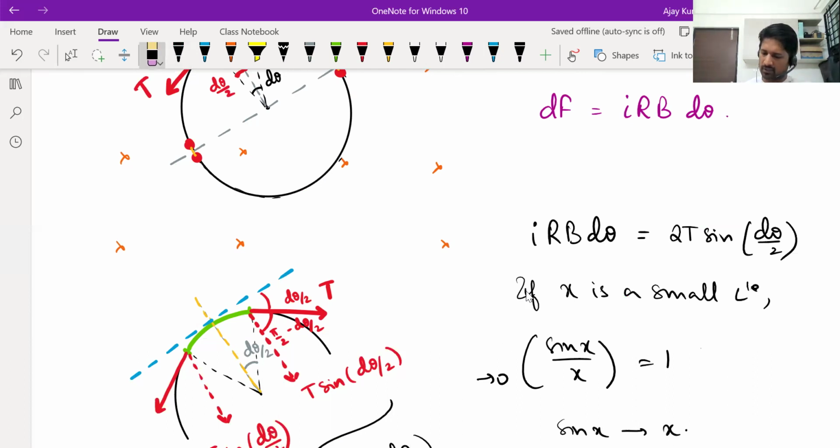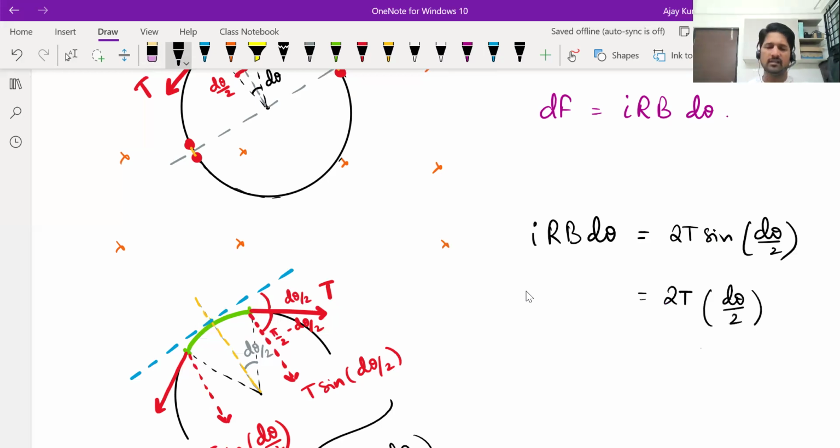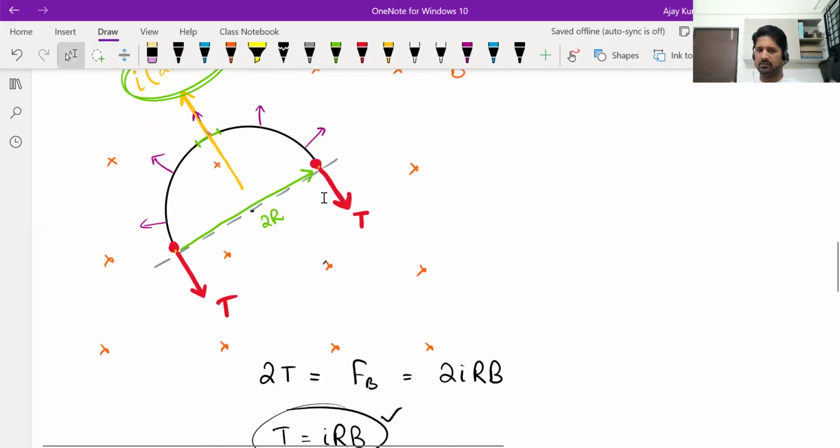So we'll use that small angle approximation here. So sin of d theta by 2 can conveniently be written as simply d theta by 2. Sin x is x, so sin d theta by 2 is d theta by 2. The 2's get cancelled. Then the d thetas can be cancelled on both sides. Therefore, you get T is equal to IRB. The same answer that we got when we considered semicircles.